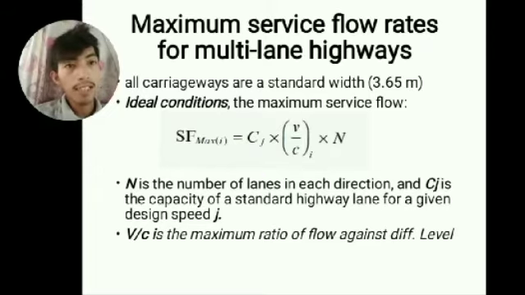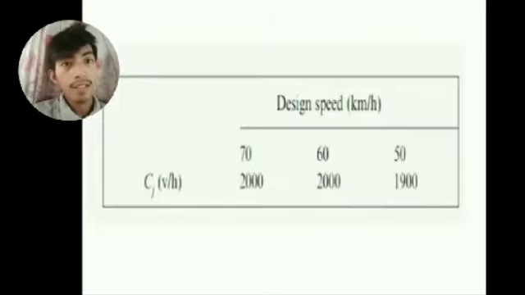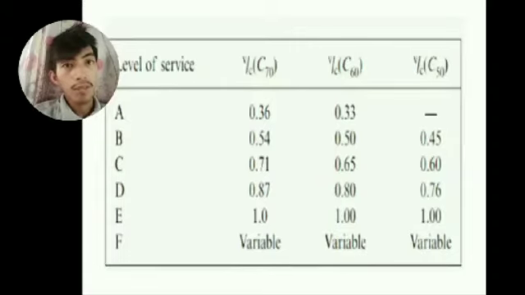And Vc is the maximum ratio of flow against different levels of service. These are our standard values. These are the Cj values in volume per hour, and this is our level of service, the Vc.